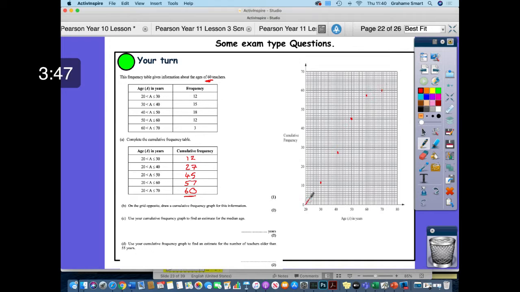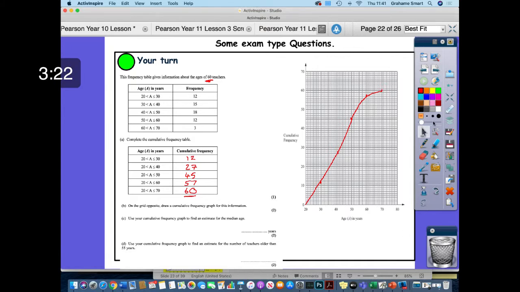Okay, and it's difficult on these tablets, but it's probably just as difficult for you on the piece of paper, but I'm trying to get that reasonably accurate. And that's my curve there. Once I've got that in, I can use it to plot some other information. What's it asking me for? Use your cumulative frequency graph to find an estimate for the median age. Okay, so half of 60 is 30.